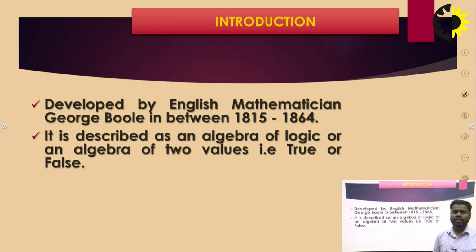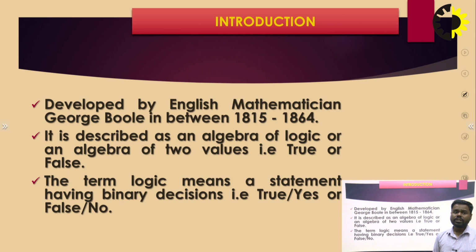If the values are 0 and 1, it describes an algebra of logic, or an algebra of two values, which is true or false. The term logic means a statement having binary decisions only. They are on a true basis or they are on a false basis. They don't lie in between true and false.